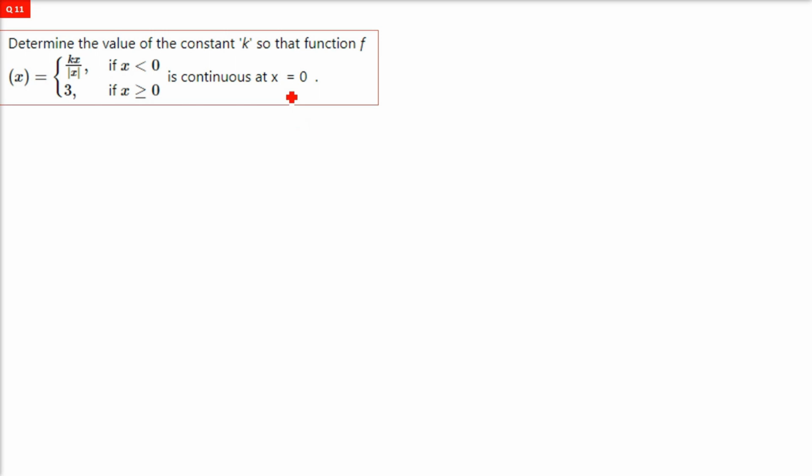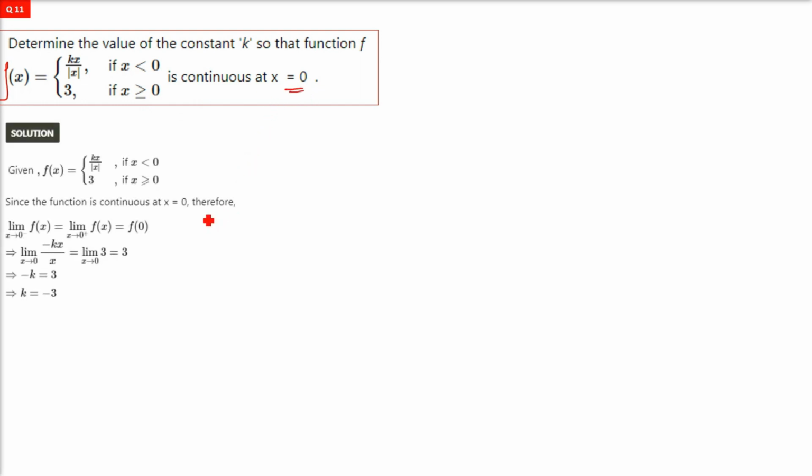Determine the value of the constant k so that the function f(x) is given as kx by mod x if x is less than 0, and if x is greater than or equal to 0, it has to be 3. So what is the way? Left hand limit, right hand limit equate with the value of the function at that particular point, which is 0 here.